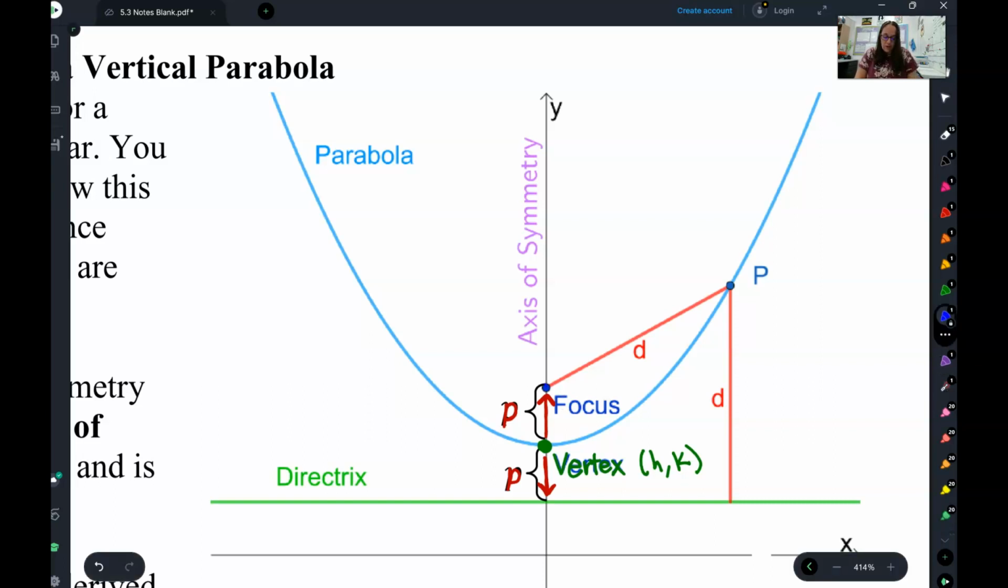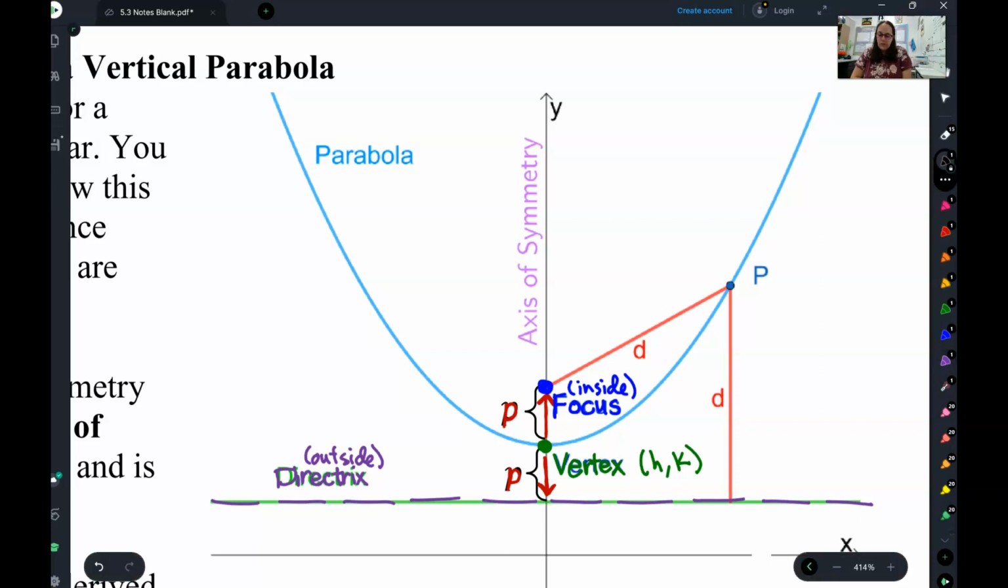So then that introduces our next two words. We have our focus. The focus is always inside the parabola. Always, always, always. And it is always p distance away. Then we have the directrix, which is always a straight line that is outside the parabola. And the directrix is also p distance away from the vertex.